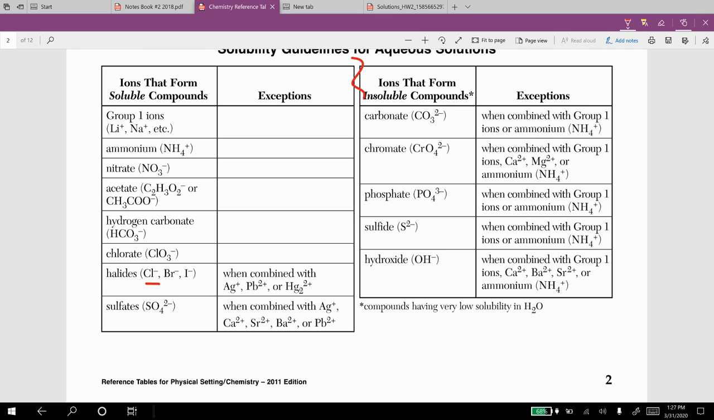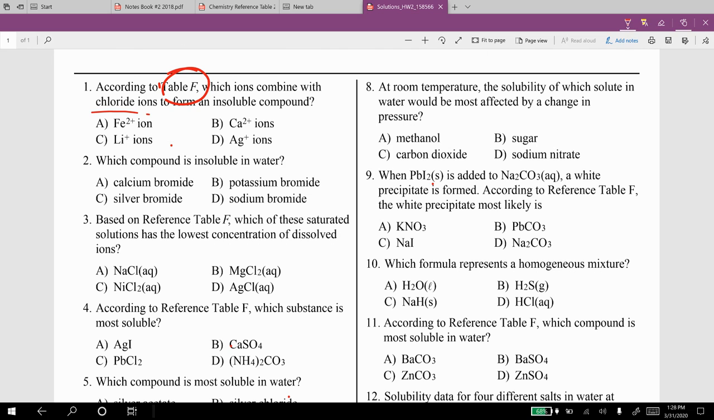Well, remember, this is like two separate tables. This is the soluble side. This is the insoluble side. So chlorides are soluble, except if it's with one of these 3 elements. So to answer my question on our homework, I'm looking for either silver, lead, or mercury. So it's going to be silver. So then I have soluble, soluble, soluble, and then insoluble. All table F questions are going to follow the 3 the same, 1 different pattern, right?